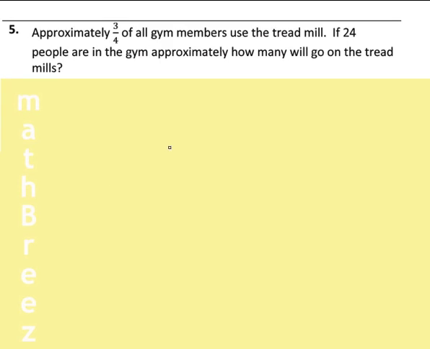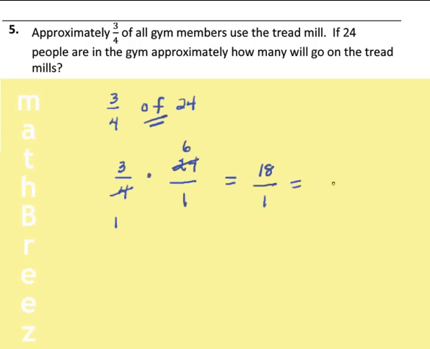Number 5 says approximately 3/4 of all gym members use the treadmill. If 24 people are in the gym, approximately how many will go on the treadmill? All right, so we're doing 3/4 of 24. Again, we have that of, so we think of multiplication. 3/4 multiplied by 24 over 1. And let's reduce here, divide by 4. And we have 3 times 6, or 18 over 1, or 18.